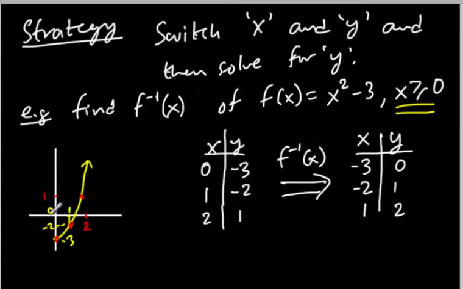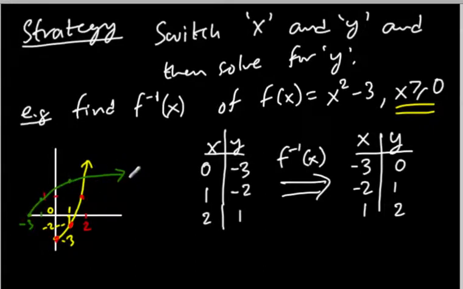So -3, 0 would be somewhere here, okay? -2, 1 would be somewhere here, because that point is -2, and then 1, 2 would be somewhere there. And if I connect these dots, basically it looks like that.